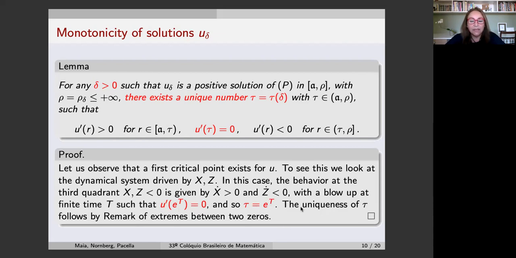So it exists. The uniqueness of this critical value follows by the remark of extremes between two zeros given before. So if we have a solution in the annulus or in the exterior domain, it's going to be positive, and in between two zeros, you only have one extremum, which is a point of maximum. That's what we get in this lemma.